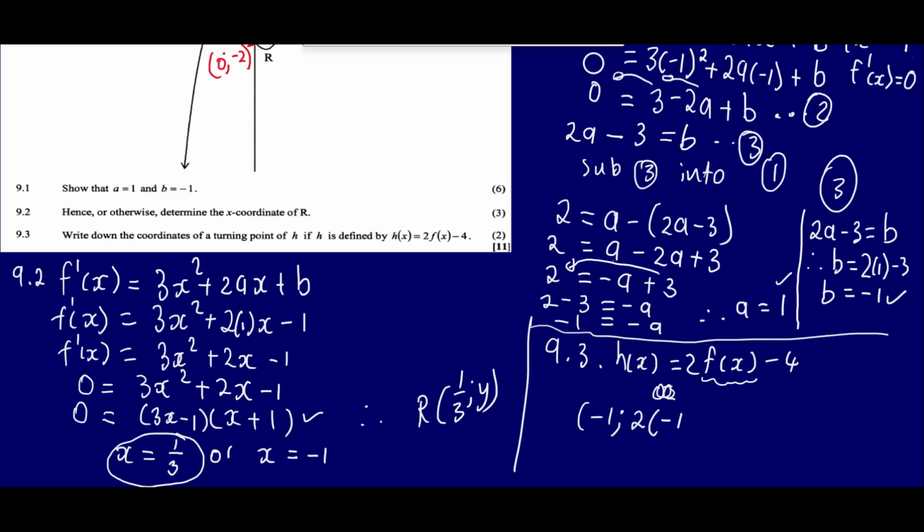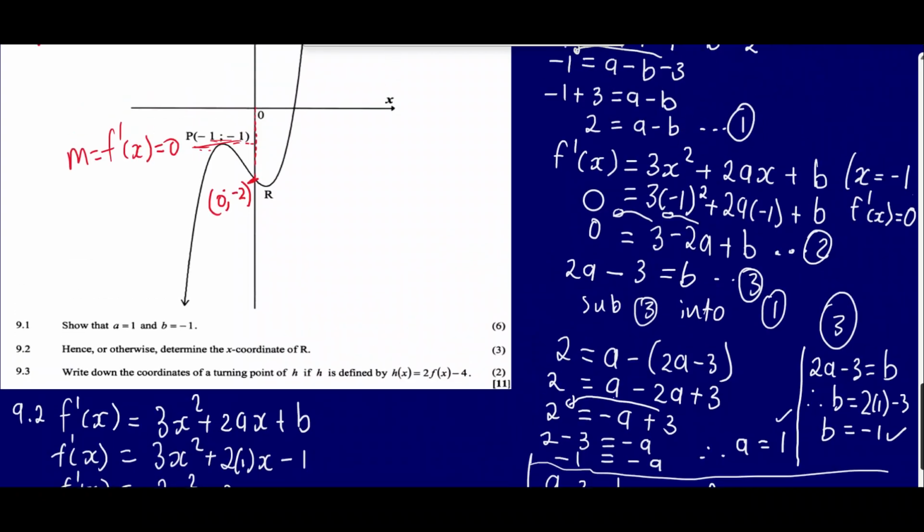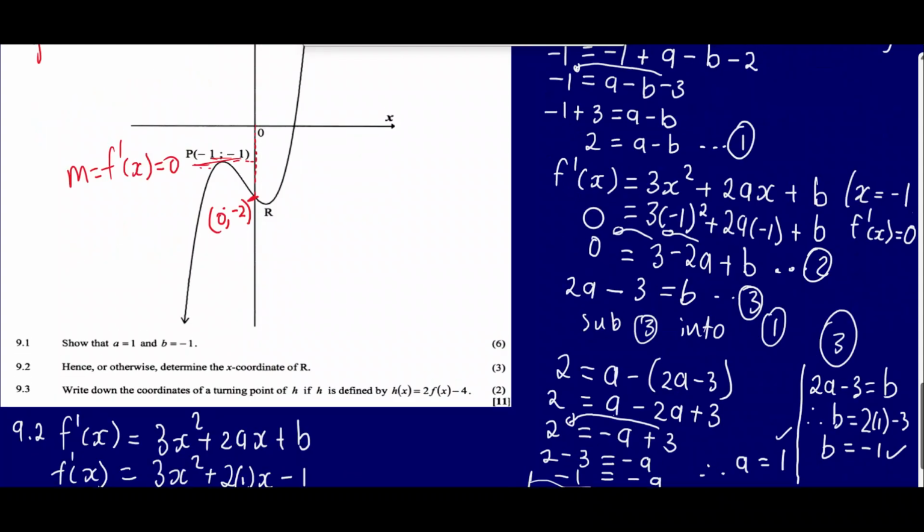The x as -1, and the other one we're going to have 2 times the y value of that. So this is going to be -1. So you multiply that coordinate by 2, and then you also minus that 4. So it's going to be -6. So this is the new coordinate, right? This is one of the coordinates, right? So simply this one, it's going to be this coordinate transformed.